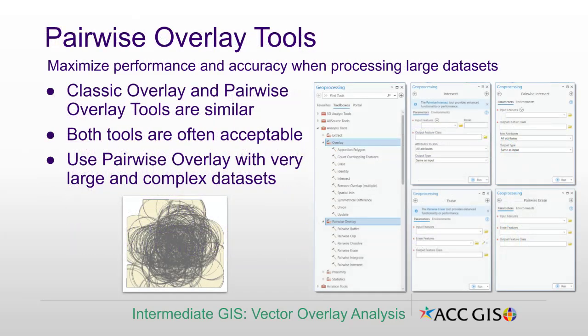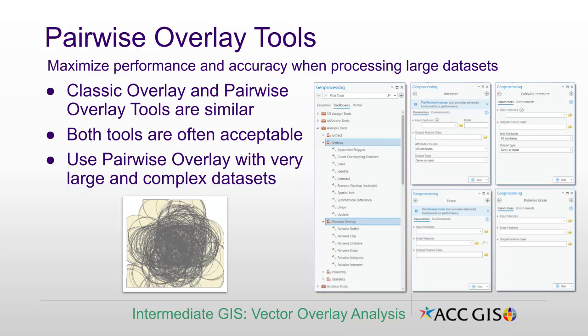The last geoprocessing tools I want to speak about are the pairwise overlay tools, which maximize performance and accuracy when processing large data sets. Now, the classic overlay and the pairwise overlay tools are very similar, and both tools are often acceptable. But if you're going to have a very large and complex data set, you want to use the pairwise overlay tools. If you look at the image on the right in the geoprocessing pane in the analysis toolbox, you can see both an overlay toolset and a pairwise overlay toolset.